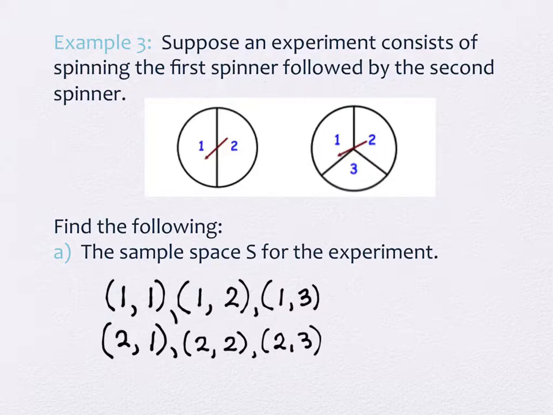But anytime we're talking about sample space, what we're doing is listing out all of the options that could happen inside of curly braces. It's a set. So these are all options of what could happen when we do two spins on these two separate spinners.